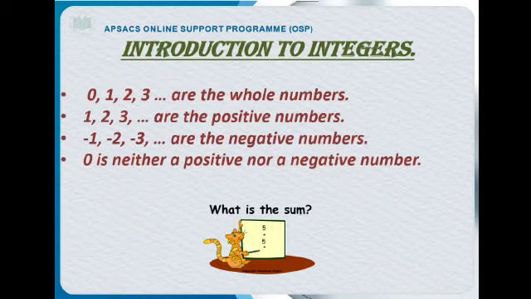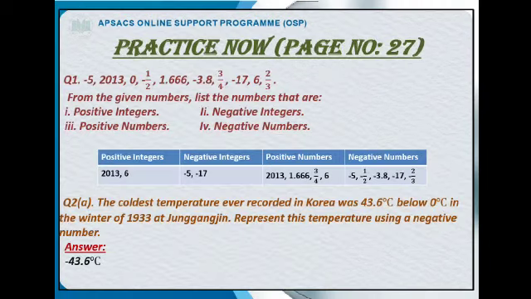Now, introduction to integers. 0, 1, 2, 3 and so on are the whole numbers. 1, 2, 3 are the positive numbers. -1, -2, -3 and so on are the negative numbers. But 0 is neither a positive nor a negative number. Right, students? Then the practice now, which is on page number 27.